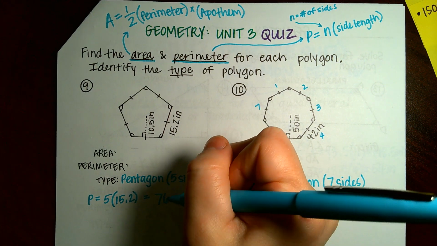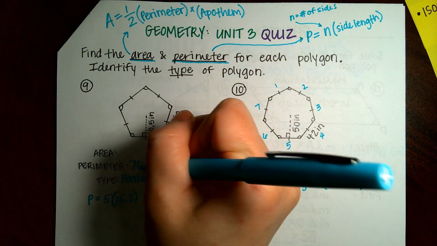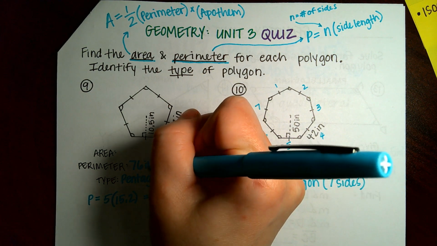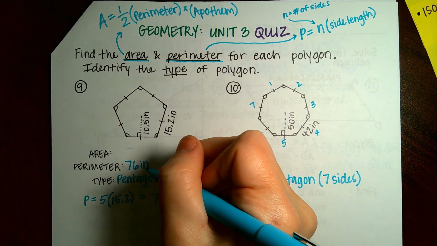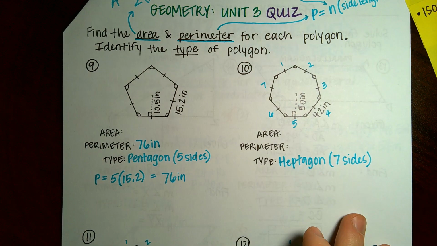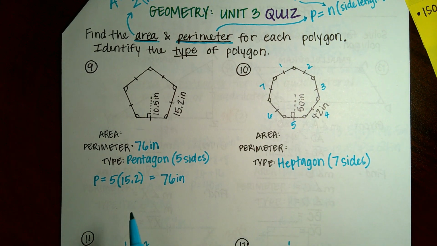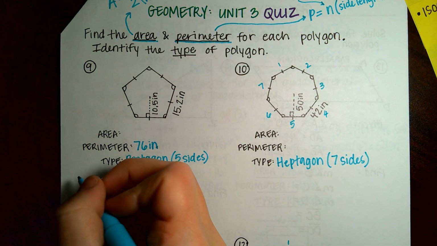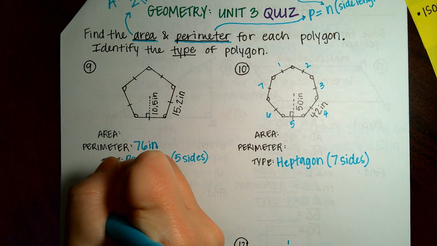76. Perfect. And what's our units? Inches squared. Or no, that's perimeter, so it's inches. Just inches. Perfect. 76 inches for perimeter. The square part is for area. Yes, exactly. So now let's look at our area.